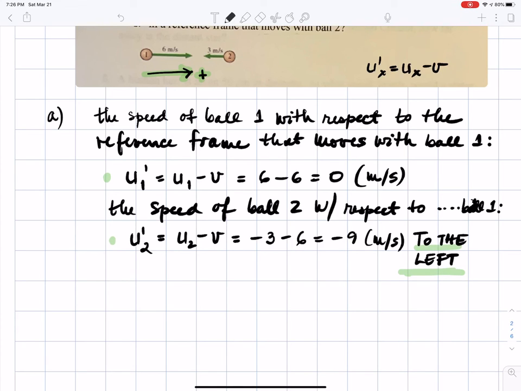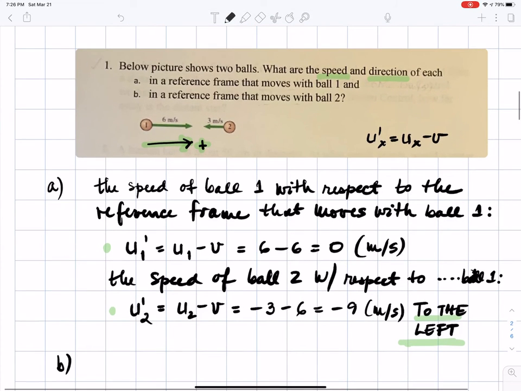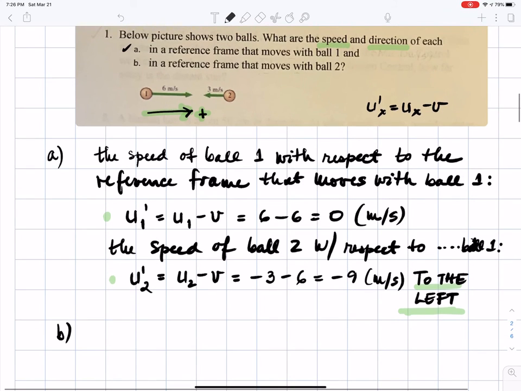Now we're going to go to case B. It would be so great if you can participate here. Try to pause the video and figure out what the speed of ball 1 is with respect to the reference frame that moves with ball 2, because that's what they are telling you in part B. We did part A. In part B, we have a reference frame that moves with ball 2. In a reference frame with itself, it's probably going to be 0. But then the other one will compose, and we'll keep track of the signs.